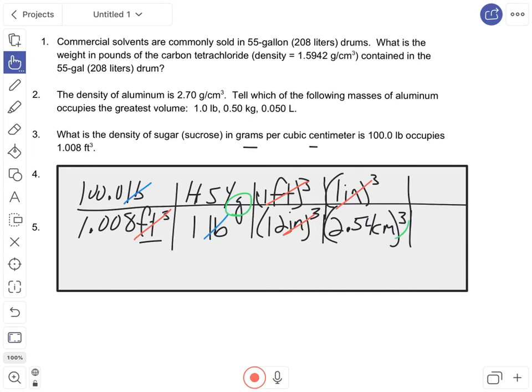And in that particular case, the math is going to work out to 1.591 grams per centimeter cubed. And that is how you do question number 3.